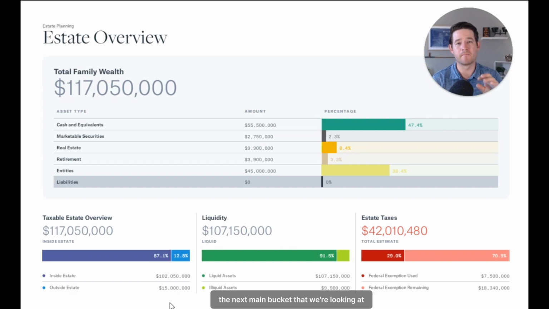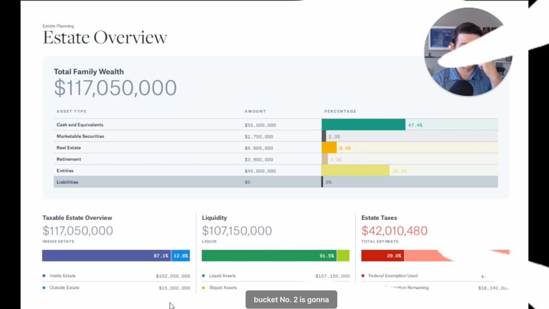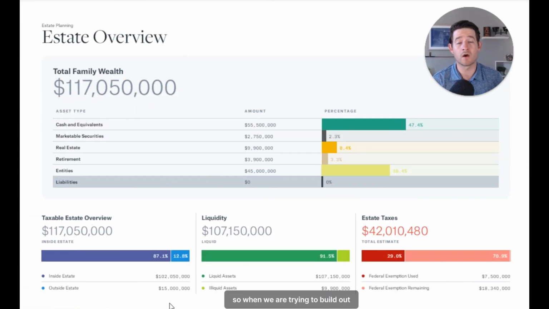The next main bucket that we're looking at, bucket number 2, is going to be liquidity. So when we are trying to build out an estate planning strategy, we are always going to be looking to identify what are the assets that we own that are liquid, what are the assets that we're going to own that are illiquid. So in this case, you can see down here, we have our liquid assets in dark green, and then we have our illiquid assets down here in light green.